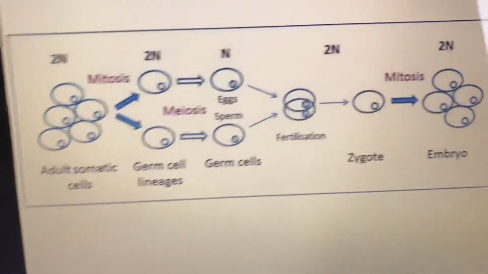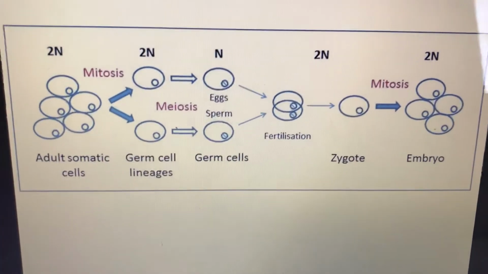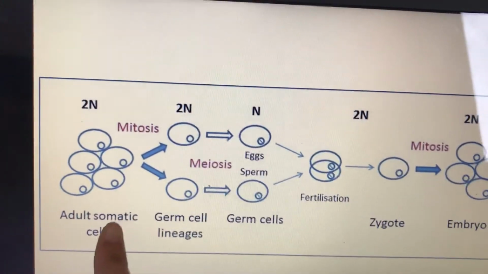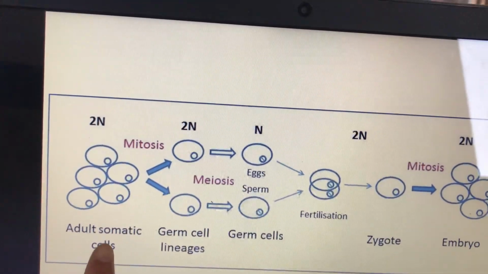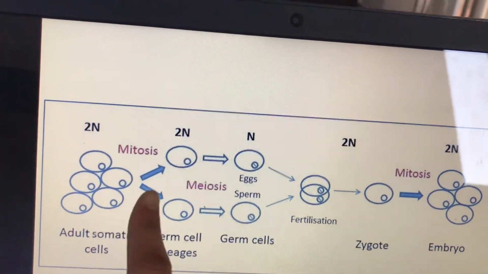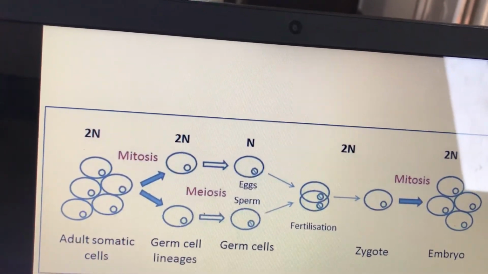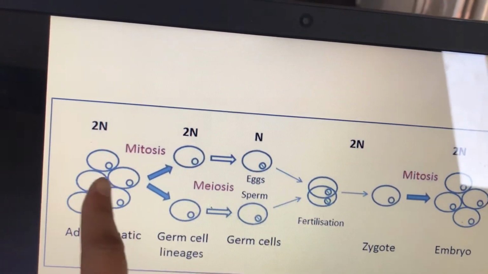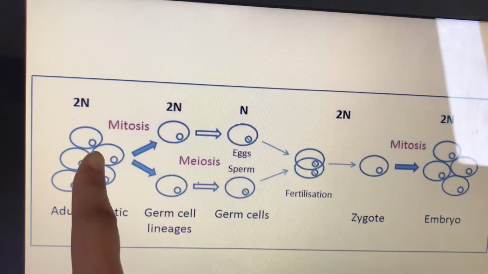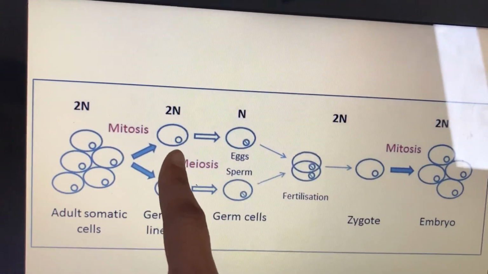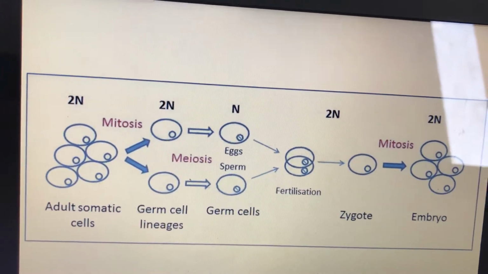So if you look at this diagram, it's easy to understand, because the first picture is showing you a somatic cell. It means a normal body cell that can reproduce by mitosis or grow by mitosis. So this cell contains 2N, it means 46 chromosomes. After mitosis, I also have a cell with 2N, it means 46 chromosomes.